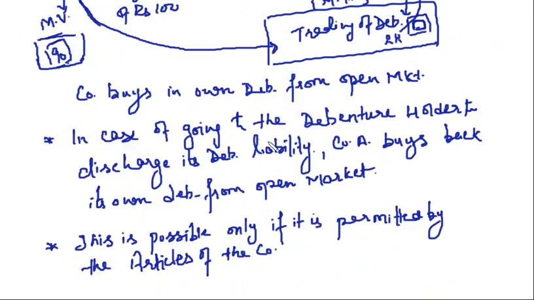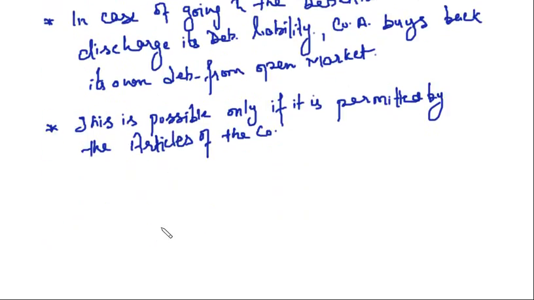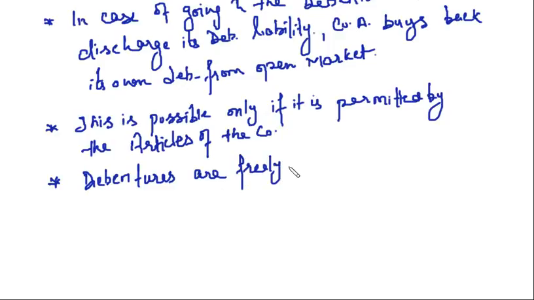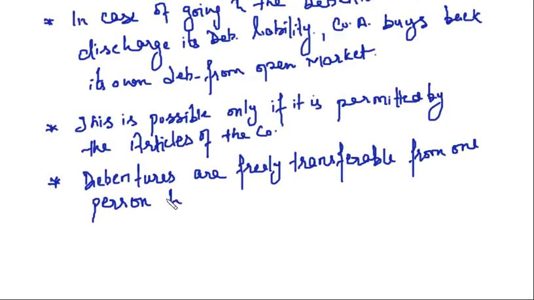So in case of going to the debenture holder to discharge its debenture liability, Company A buys back its own debentures from the open market. This is possible only if it is permitted by the articles of the company. One more point: debentures are freely transferable from one person to another, right?